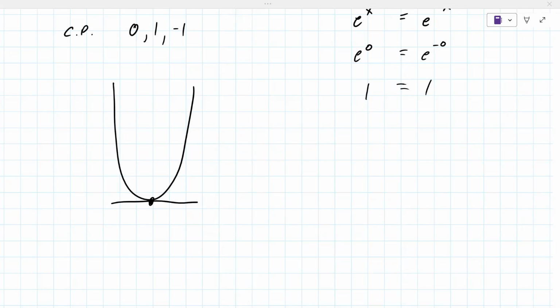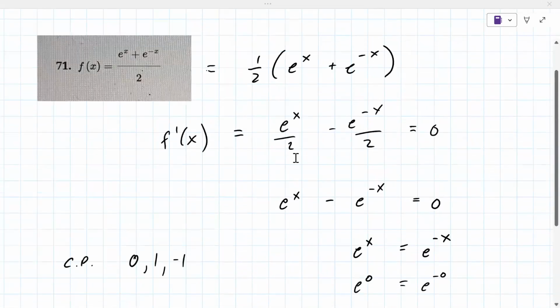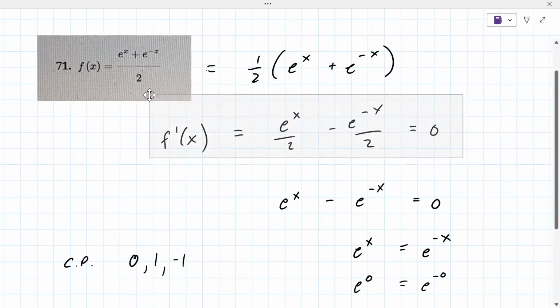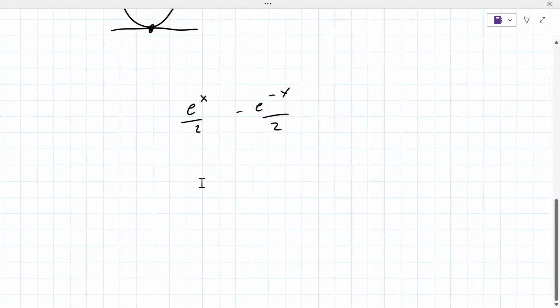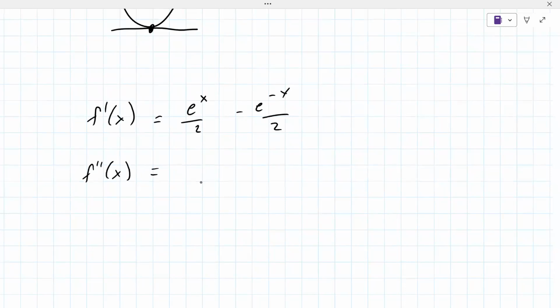You do the same thing with the inflection points by taking yet another derivative. So let me grab this. Oh, nothing going easy here. Okay. All right, so f prime of x is this. So f double prime of x is e^(x/2) plus e^(-x/2). And this does not equal 0.